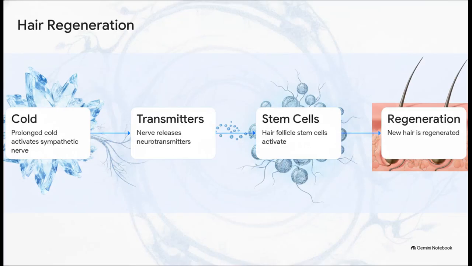Let's look at how this builds into an unbelievably elegant biological system. Step 1. Prolonged cold activates the sympathetic nerve. Step 2. That nerve releases neurotransmitters. Step 3. Because those nerves are directly ribboned around the stem cells, the hair follicle stem cells actually activate. And Step 4. New hair is regenerated.